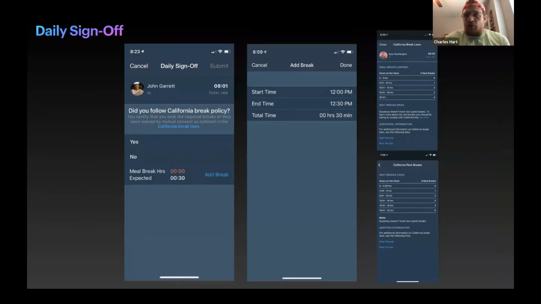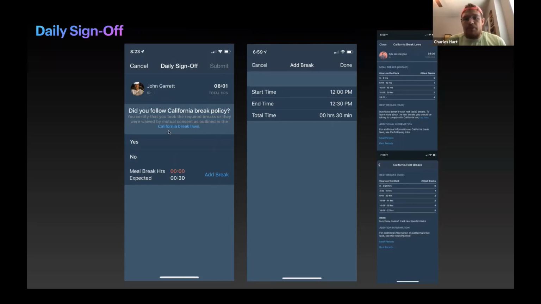When you have California breaks enabled within our system, whenever an employee clocks out, we ask them the question, did you follow California break policy? With this question, we provide them some information. This is something you generally want to be aware of: if you're doing paper time cards, oftentimes you'll be capturing, did you get your breaks, on a piece of paper, but you might not have access to information about what you're actually agreeing to. What are these break requirements?